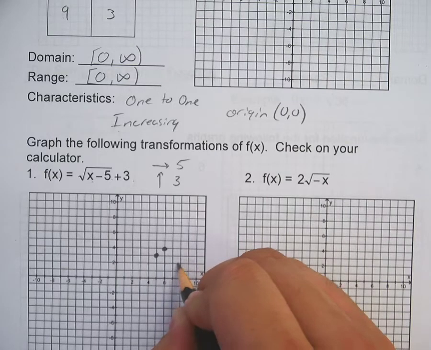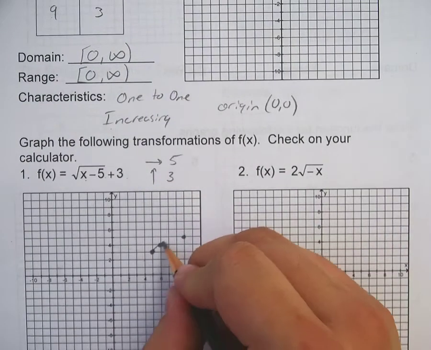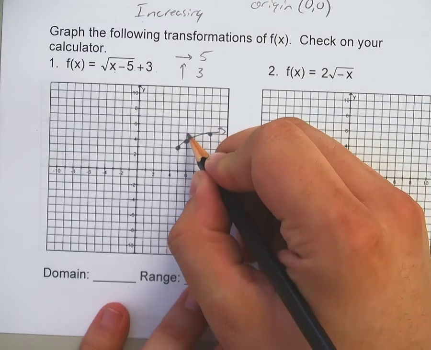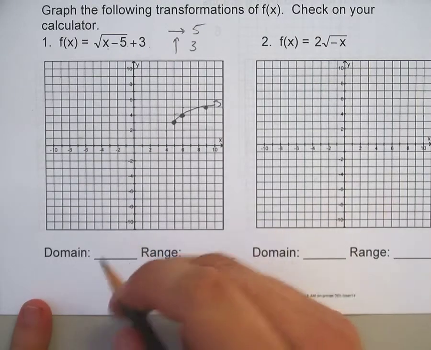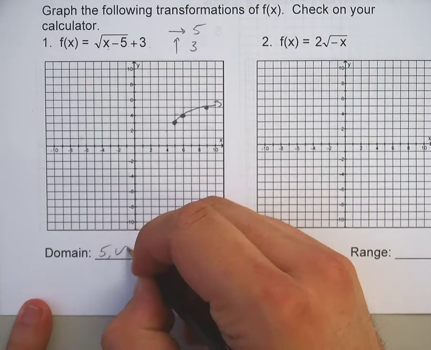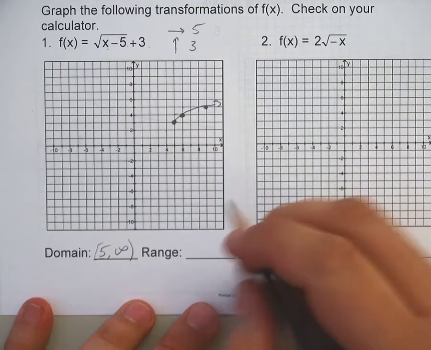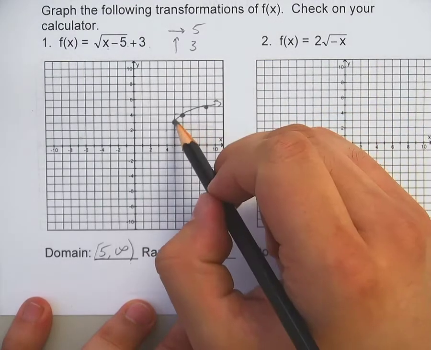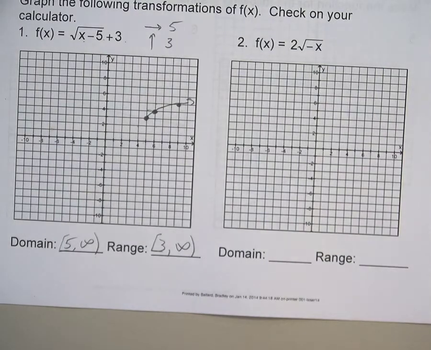Go right 1, 2, 3, 4, 5, go up 1, 2, 3. And if you notice, it still follows our up 1 over 1, up 1 over 3, and then it'd be up 1 over 4. Domain here goes from 5 to infinity. The range is going to go from 3 to infinity. 5 to infinity on your domain, 3 to infinity on your range. And then you can check them with your calculator, obviously.